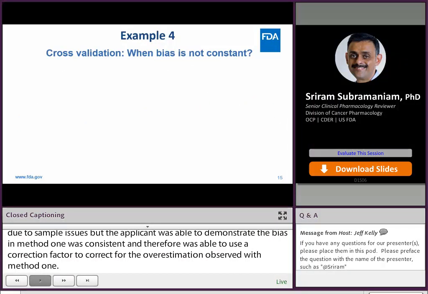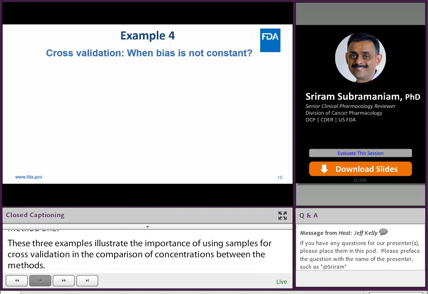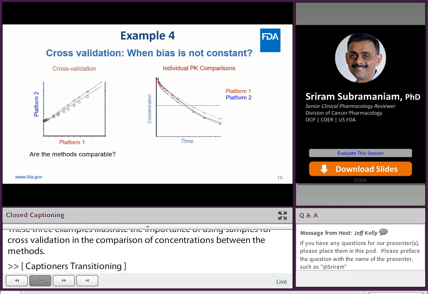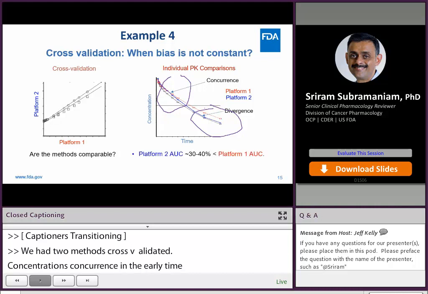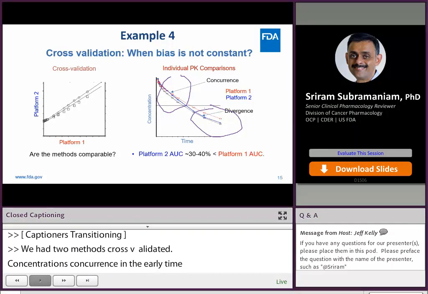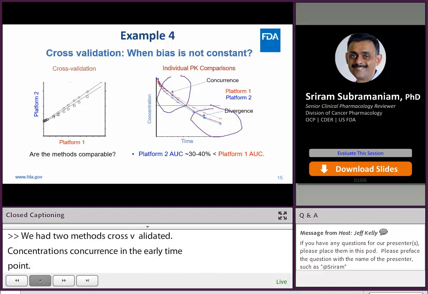This example illustrates what happens when the bias is not constant. So we have two methods that were cross-validated. However, comparison of the individual PK concentrations reveals that there is concurrence at the early time points. However, the concurrence was not observed at the later time points as indicated here. So the bias is not constant in this case. And also, the exposure from platform 2 is about 30 to 40% lower than platform number 1.